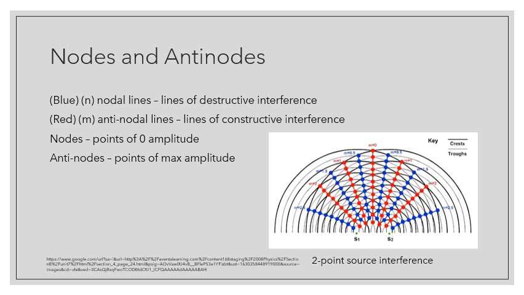And this line, which is called m equal to 0, is called the central maximum, because that's the central antinodal line, and antinodal lines have constructive interference, so it's a maximum.